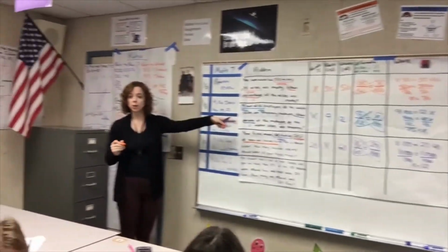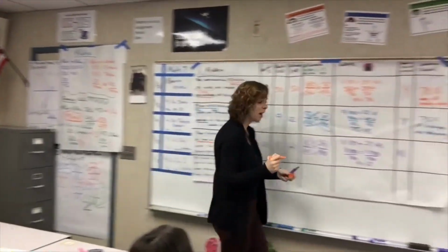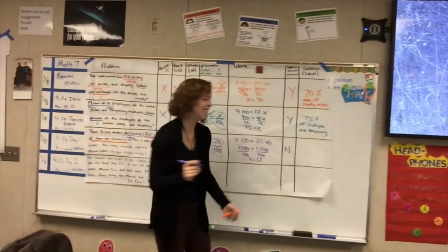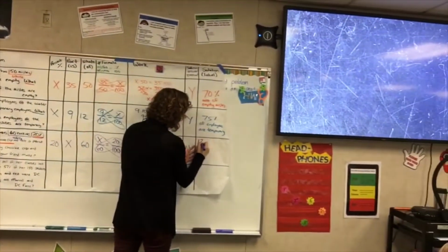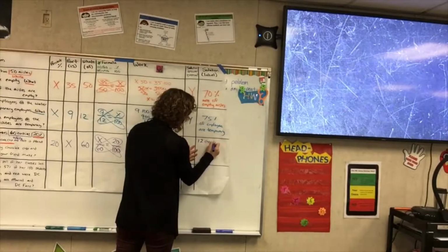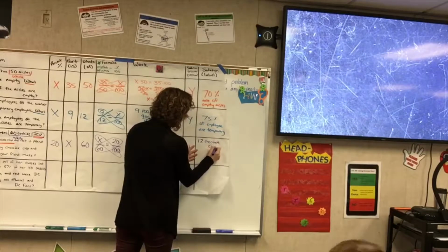Did we use that 20% in our solving? Yes. So the 12 represents what? The peanut butter. The what? Chocolate chip. Chocolate chip, yeah. So we have 12 chocolate chip.